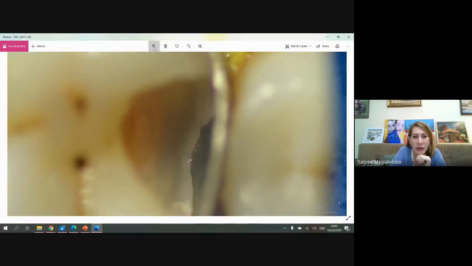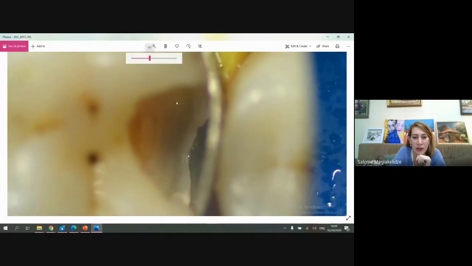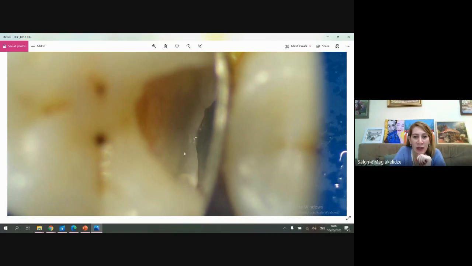Now here you can see sound structures, sound enamel and dentin, and you might see the dentin here appears a little bit darker, and this is the sclerotic dentin, which we talked about. You know that it might not be perfect in coloring, but it's very sound, and when you go with the probe, you can see that it doesn't stick, it's not soft, and it's perfect for bonding.